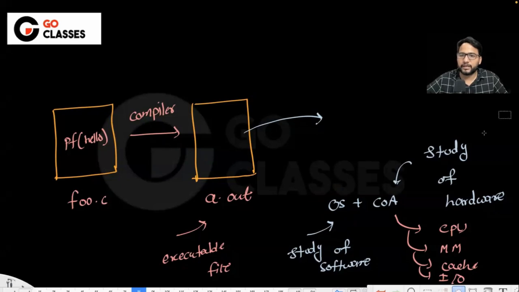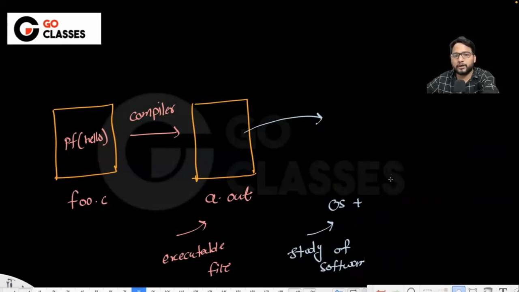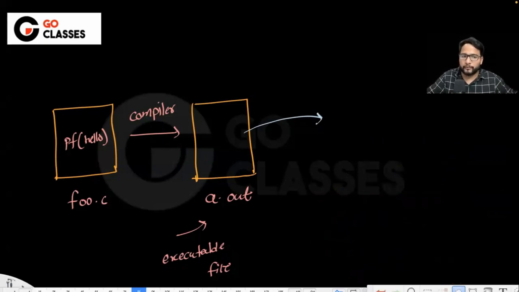So basically, what I'm saying here is that you have this executable file, which is a.out. Is this clear till now? Is this clear to everyone?